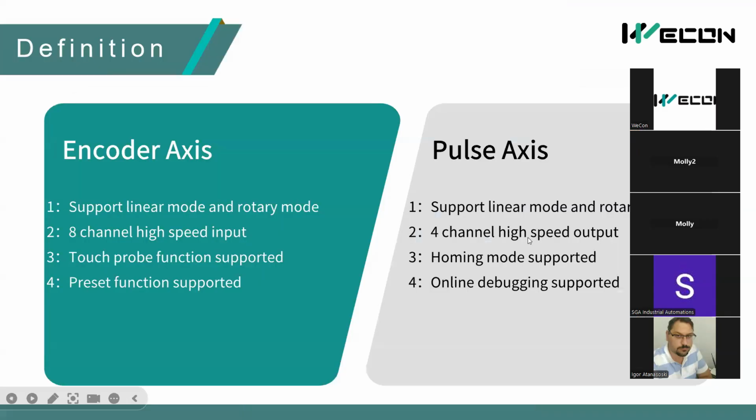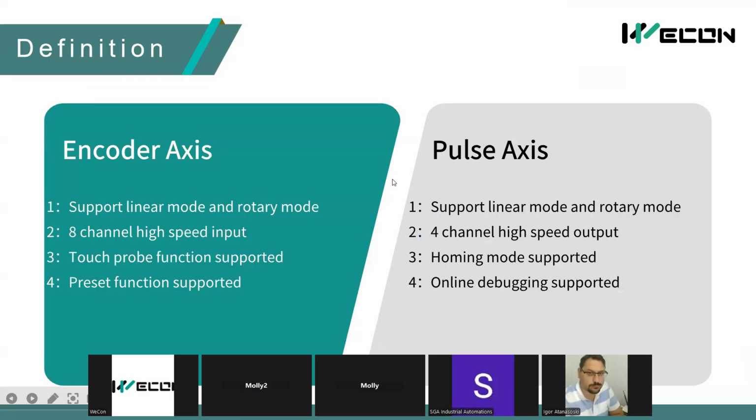This is the basic information about the encoder axis and post axis in 6V. For the encoder axis, we support linear mode and rotary mode. It can support 8-channel high-speed input, single phase, and 4-channel AB phase input. And also we have touch pop function and preset function.